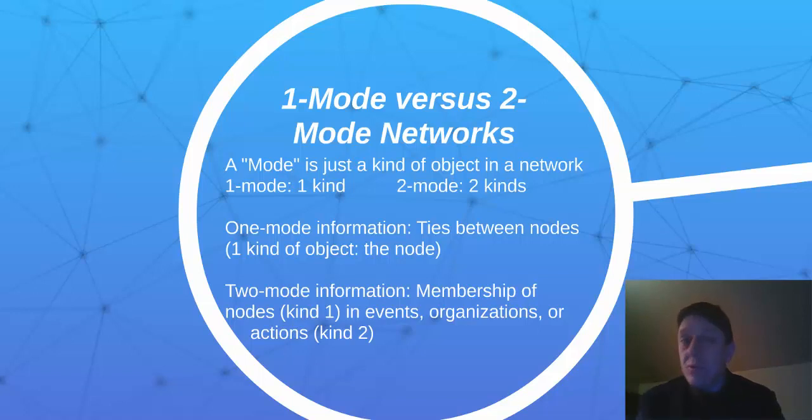That's the only difference between one-mode and two-mode networks. Okay, it's just the kinds of objects there are. How many? One or two?